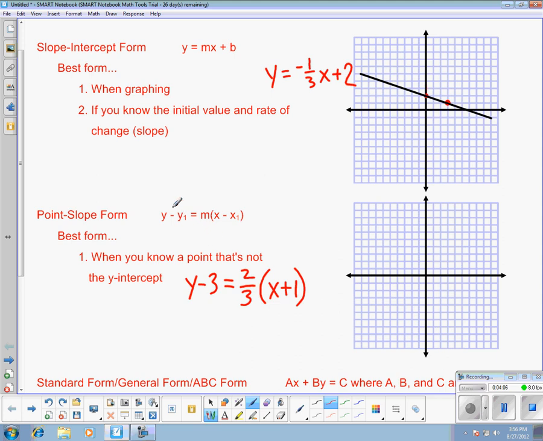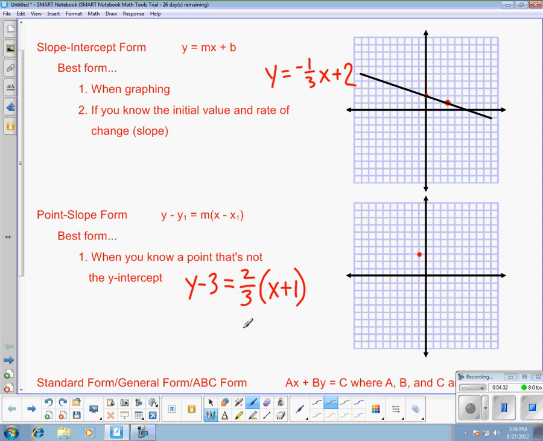Now notice this formula is made from negative signs. So x1, y1 is actually the opposite of this plus 1 and this minus 3 because the formula is set up for negative. So this is technically a minus negative 1. So the point that I know is on this line is negative 1, positive 3. Negative 1, positive 3 right here.